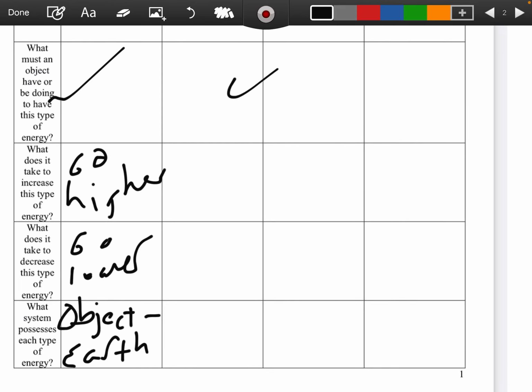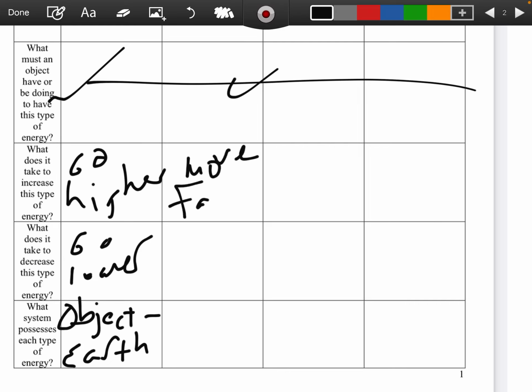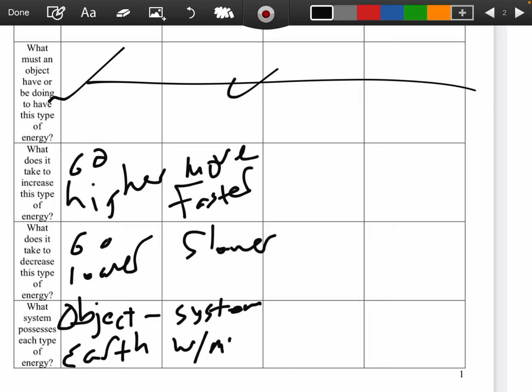What else? What does it take to increase this type of energy? Well, if you have to be moving and you want to increase it, move faster, of course. What does it take to decrease? Slower. What system possesses this type of energy? Any system with moving objects, either one or multiple.